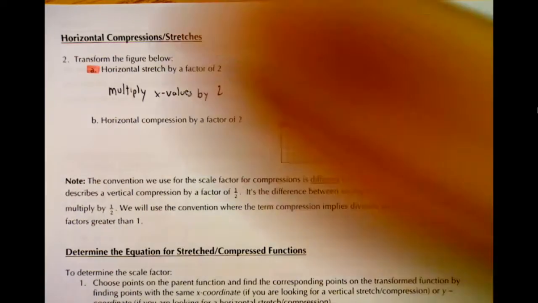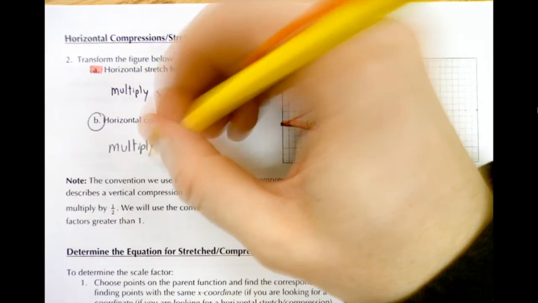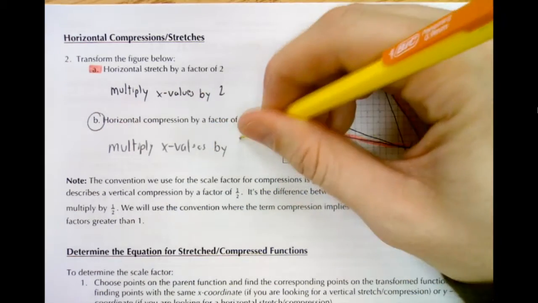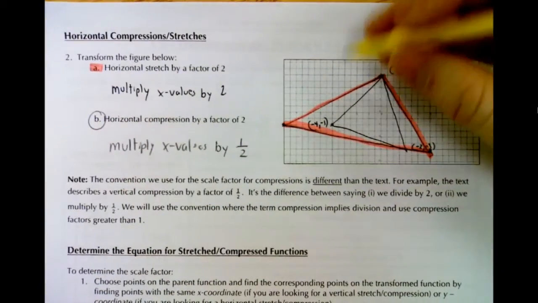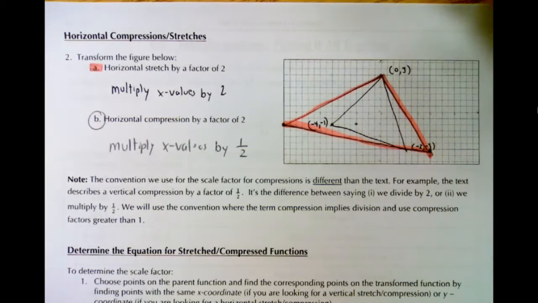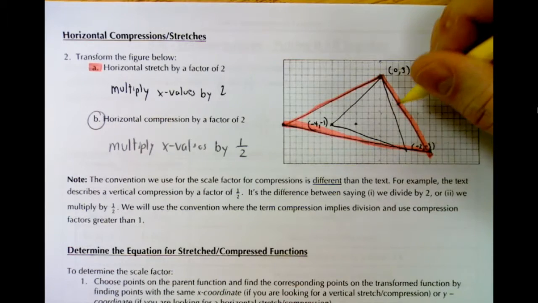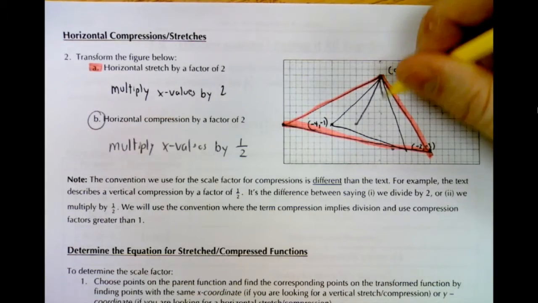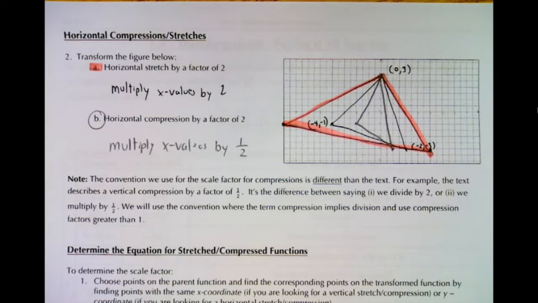Horizontal compression would be multiplying the x values by 1/2 to compress it. So if we're multiplying by 1/2, that's like dividing by 2. -4, -1 is our point. If we divide it by 2, we get -2, -1. 0 would stay the same, and -2 would become -1. And we'd end up with a triangle in here. And there's our compression.